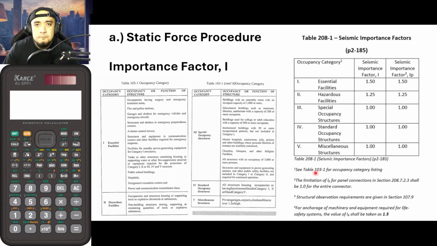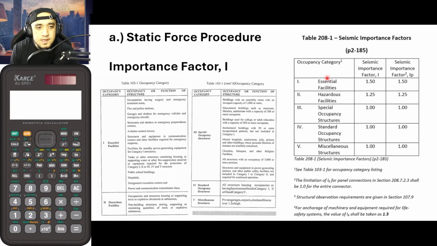You would just look at this table here, table 208-1. So for essential facilities, the value of I is 1.5. Hazardous facilities 1.25, and if it is not the two of them, then meaning that it is 1.0.